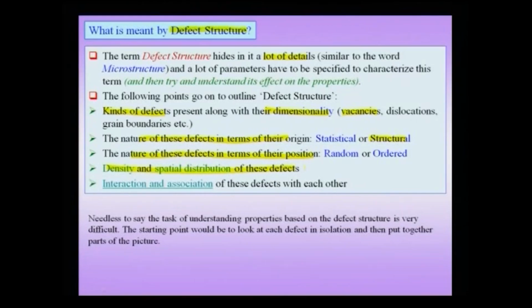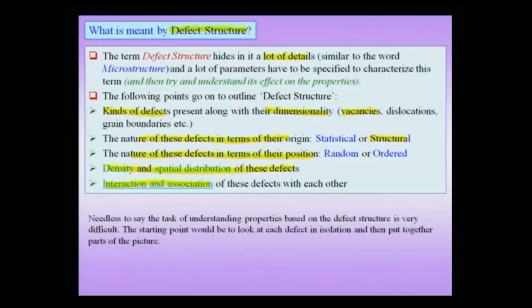Not only that, I need to know what we had been discussing before, the spatio-temporal evolution of these defects. In other words, if I am putting a component or a material to service, or I am doing a processing in order to engineer the material to have a desired defect structure, then how does the defect structure evolve with time, and how is the spatial distribution? Terms like density and location can be used to understand the spatial distribution of these defects.